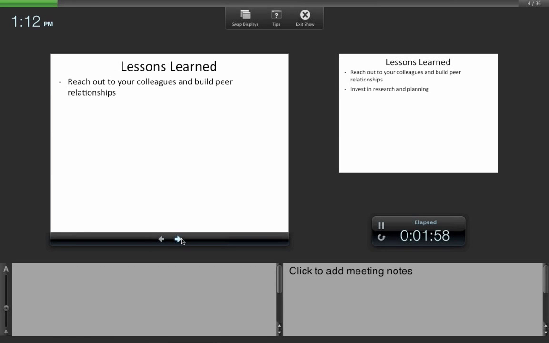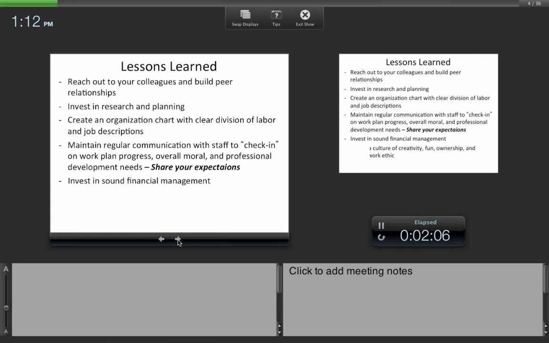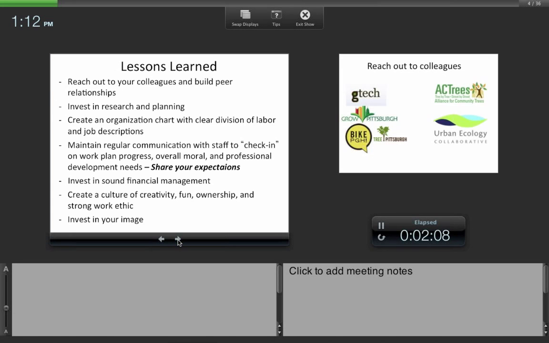All right, so some of the lessons learned, and I'm going to go through each one of these in a little more detail. First off, reaching out to your colleagues to build peer relationships, invest in research and planning, create an organization chart with clear division of labor and job descriptions, maintain regular communications with staff to check in on work plan progress, overall morale, and professional development needs, share your expectations with them, invest in sound financial management, create a culture of creativity, fun, ownership, and strong work ethic, and then finally invest in your image.